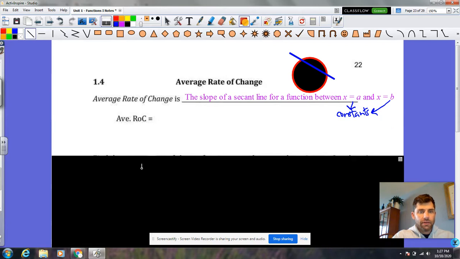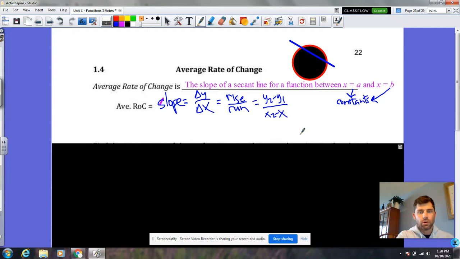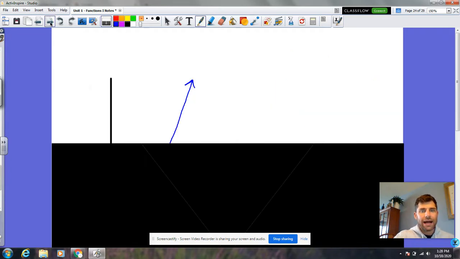Okay, so average rate of change is really the same thing as slope. So we're thinking change in y over change in x. We're thinking rise over run. We're thinking y2 minus y1 over x2 minus x1. That's really all you need to know for this formula. But let me kind of show you what it looks like with a nonlinear function.